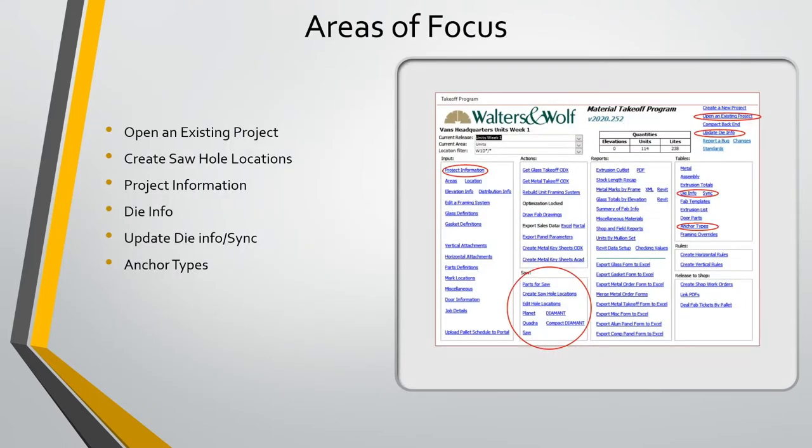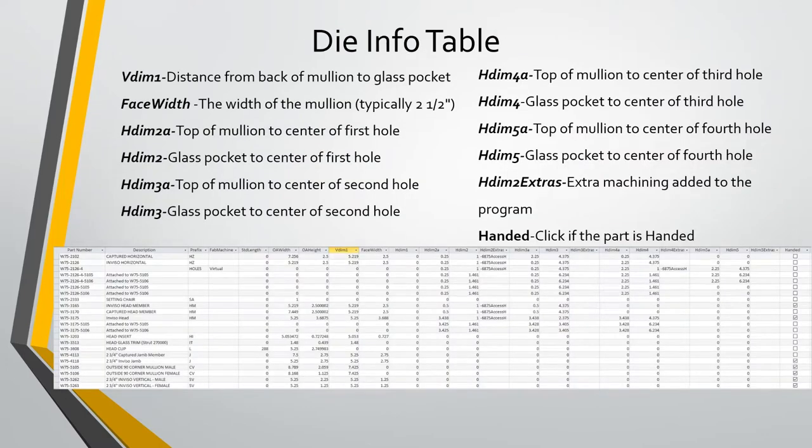Next, you will click on Data Info. When clicking on the Data Info, the following table at the bottom opens up, which is called Data Info Table. In the Data Info Table, we have the part numbers for the job and the following information for each part: VDIM1, face width, HDIM2A, HDIM2, HDIM3A, HDIM3, HDIM4A, HDIM4, HDIM5A, HDIM5, and HDIM2 extras, and the handed box.